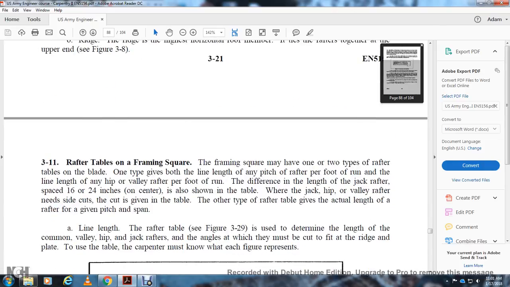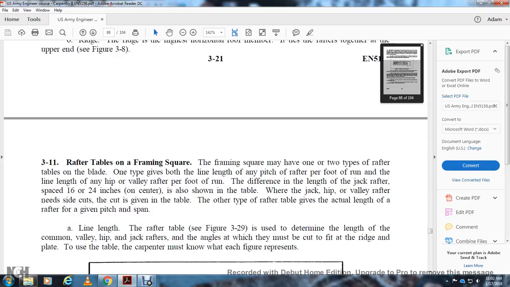Figure 3A, rafter table on the framing square. The framing square may have one or two types of rafter tables on the blade. One type gives both the line length with the pitch, the rafter length per foot of run, and the run of the line length. It also gives the hip and valley rafter length per foot of run, and the different lengths of the jack rafter spaced at 16 and 24 inches, as shown in the table. The jack and the hip and valley rafters need a side cut. The cut is given in the table.